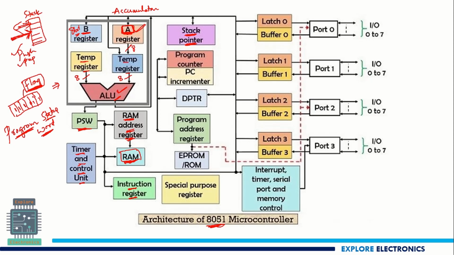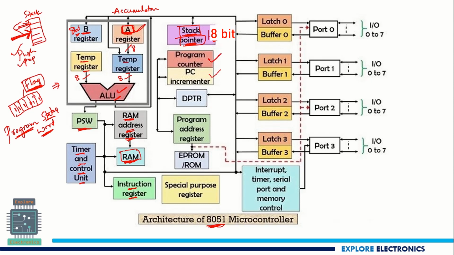So which address will we be having now? That current address will be held by the stack pointer. This is the stack pointer. It will be holding the address of the stack memory. And then we'll be having a program counter and program incrementer.